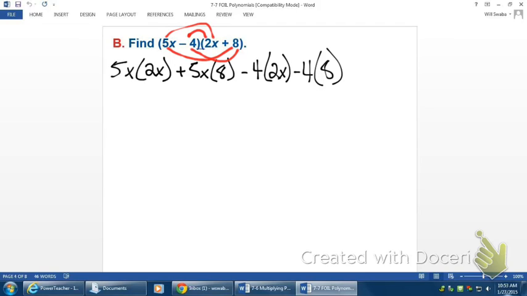Now, I'm going to combine my terms. This is going to give me a 10x squared. This is going to give me a 40x. Where'd you get squared from? 5x times 2x. So first of all, 5 times 2 gives me 10. X times x gives me x squared. Because you add the exponents. This is going to be a minus 8x. And this is going to be a negative 32.